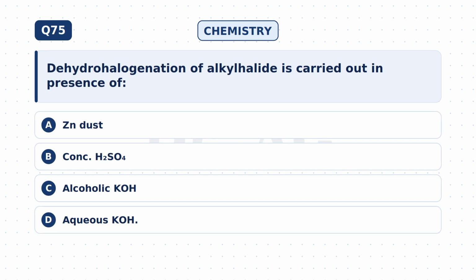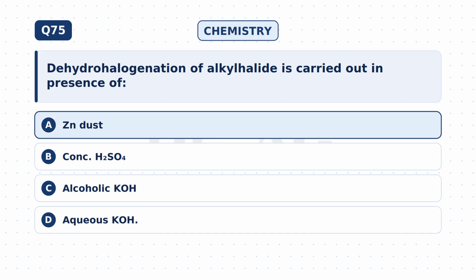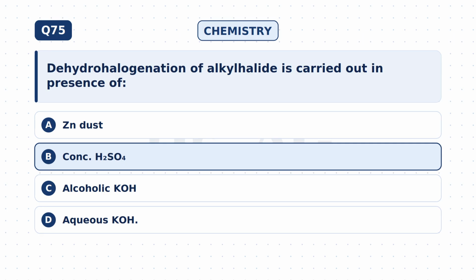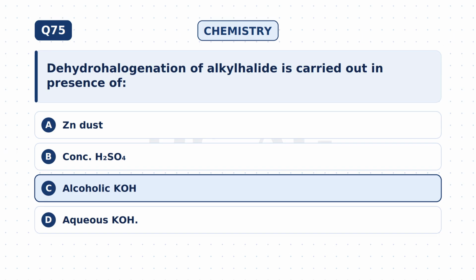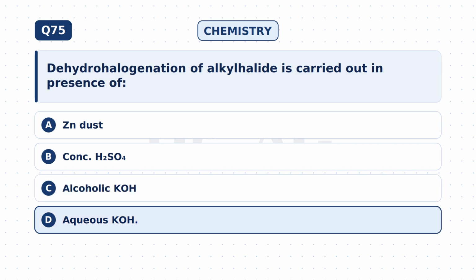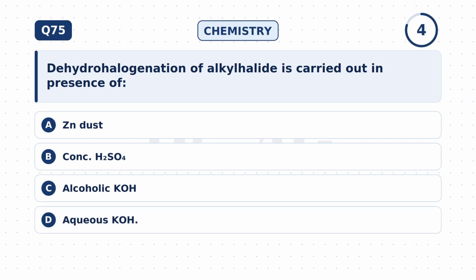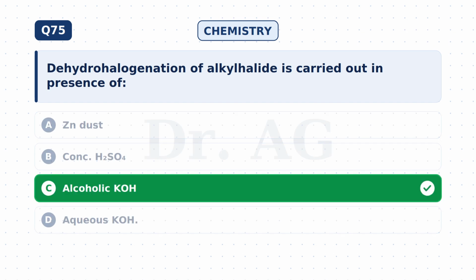Question 75. Dehydrohalogenation of alkyl halide is carried out in presence of Option A, Zn dust. Option B, conc. sulfuric acid. Option C, alcoholic potassium hydroxide. Option D, aqueous potassium hydroxide. The correct answer is C, alcoholic potassium hydroxide.